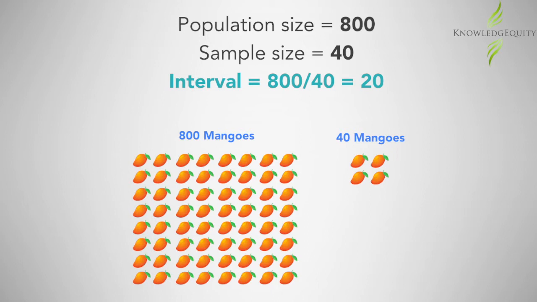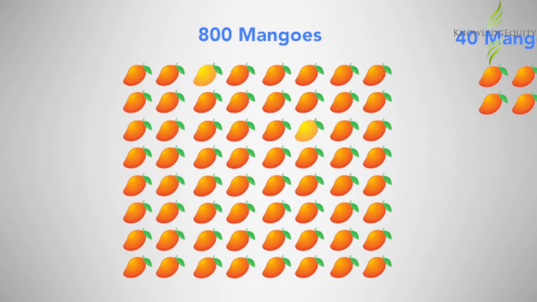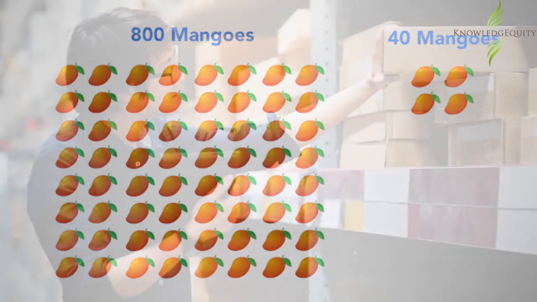The starting point is, however, generally determined by generating a random start. If the starting point is determined to be 3, then the first mango to be selected will be the 3rd, then the 23rd, then the 43rd, and so forth, until a sample size of 40 is achieved.